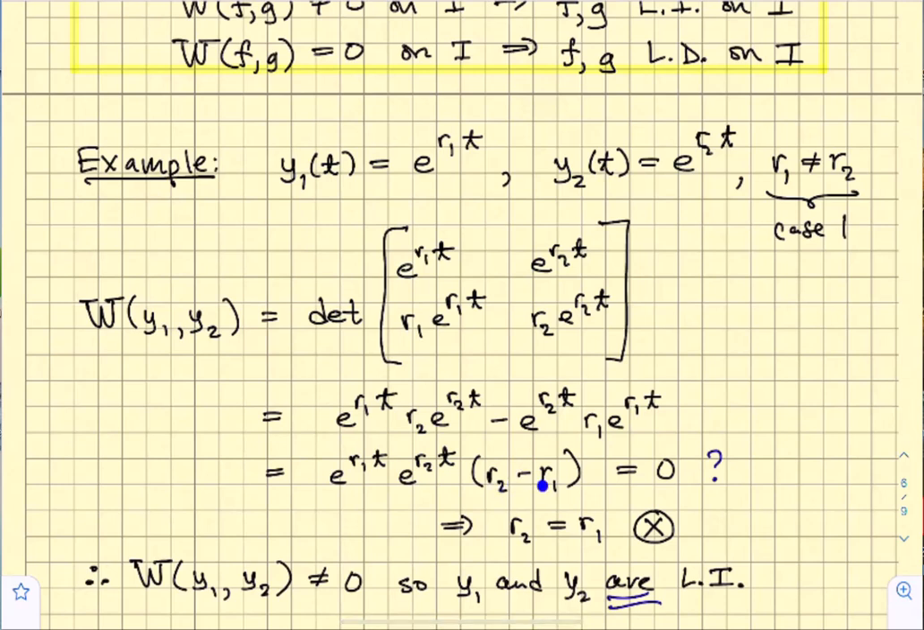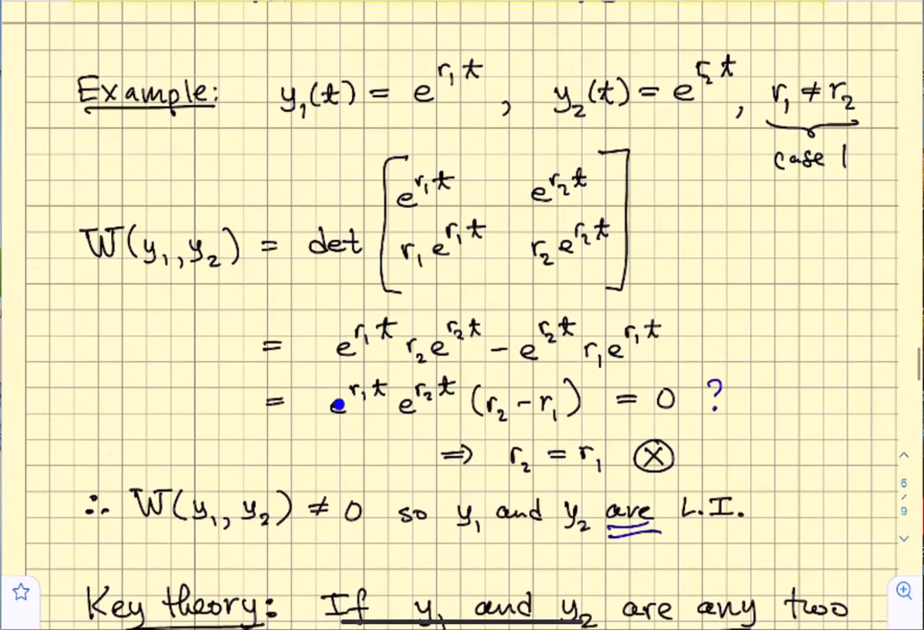And then if r2 minus r1 is going to equal 0, then it must be that r2 equals r1, but we said that we're in case 1. So r1 and r2 are distinct. So that has no solutions. So it tells you that it's impossible for this to equal 0. That means the Wronskian of our y1 and y2 above is impossible to be 0. So that means y1 and y2 are linearly independent.